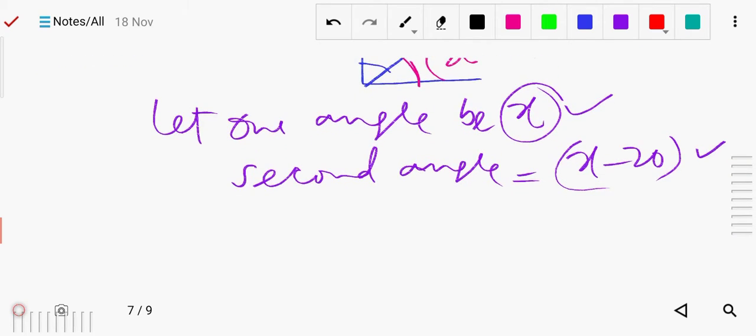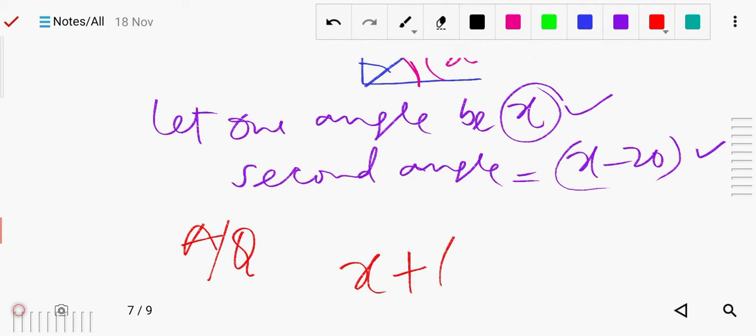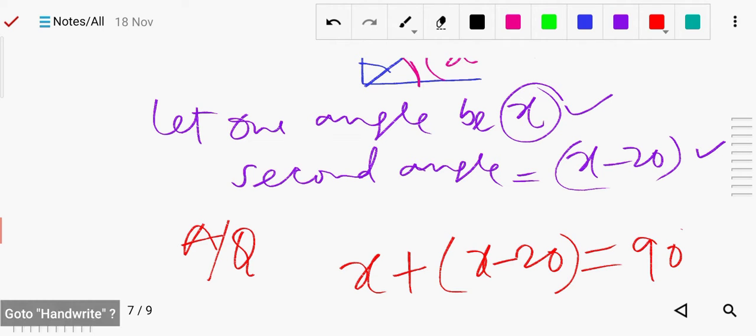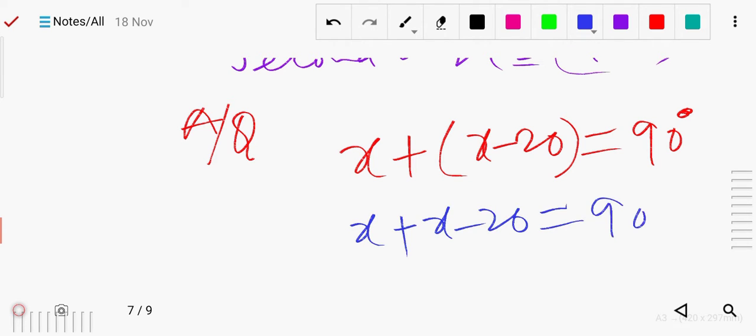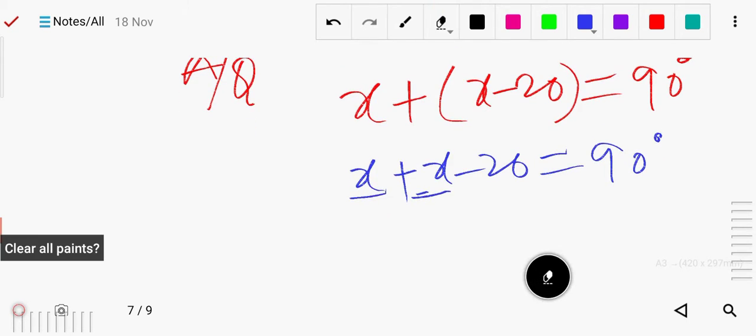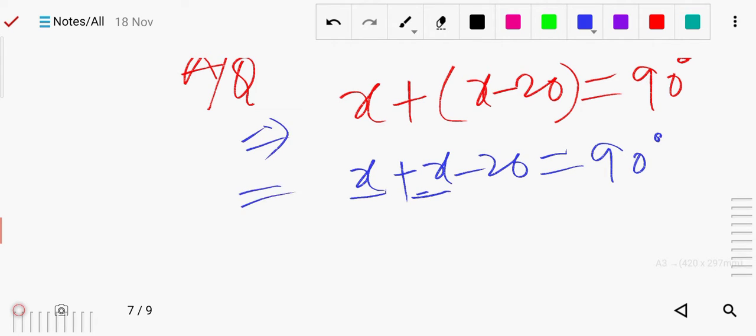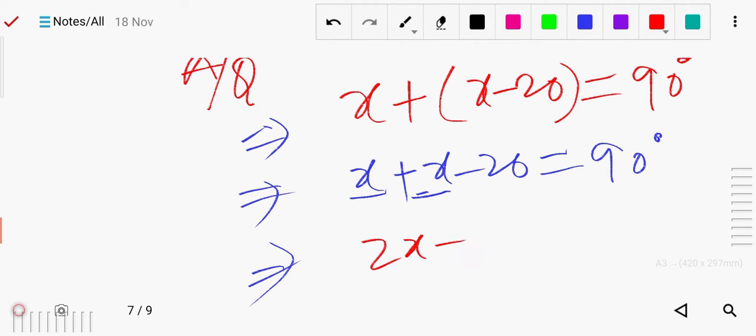So now you can write according to the question, x plus x minus 20 equals 90 degrees. Now you can remove the bracket: x plus x minus 20 equals 90 degrees. The same type of variable, x and x, you can add these two. So here it will be 2x minus 20 equals 90 degrees.